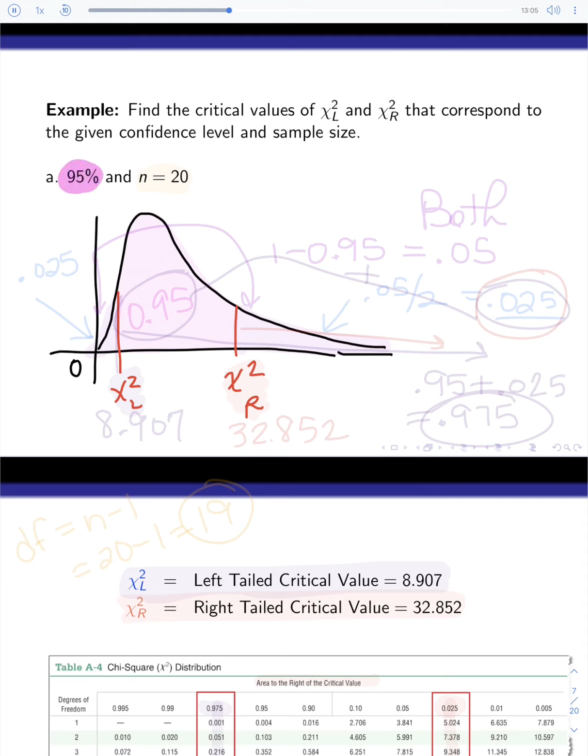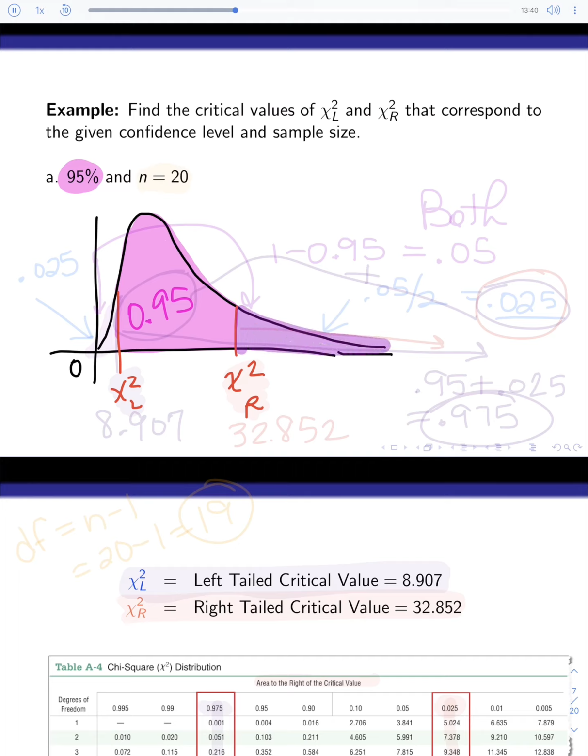Remember that your level of confidence, your 95% goes where? Just like before, it's going to go in the middle of your two ends. So that's not going to change. So your 95%, your 0.95 is going to go in the middle. And just like before, all your area has to add up to what? 1 or 100%.